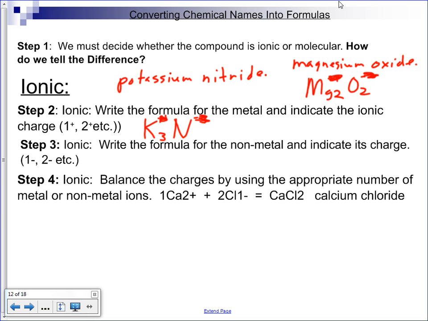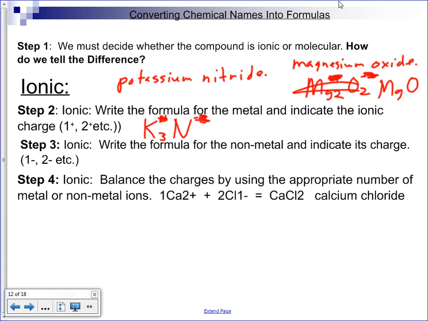Should I leave it that way? No, I always reduce down to the lowest terms. Can both of those numbers be divided by 2? I hope so, in that they're both 2. So if I reduce this down, I just end up with MgO. It happens once in a while, just be aware of it.